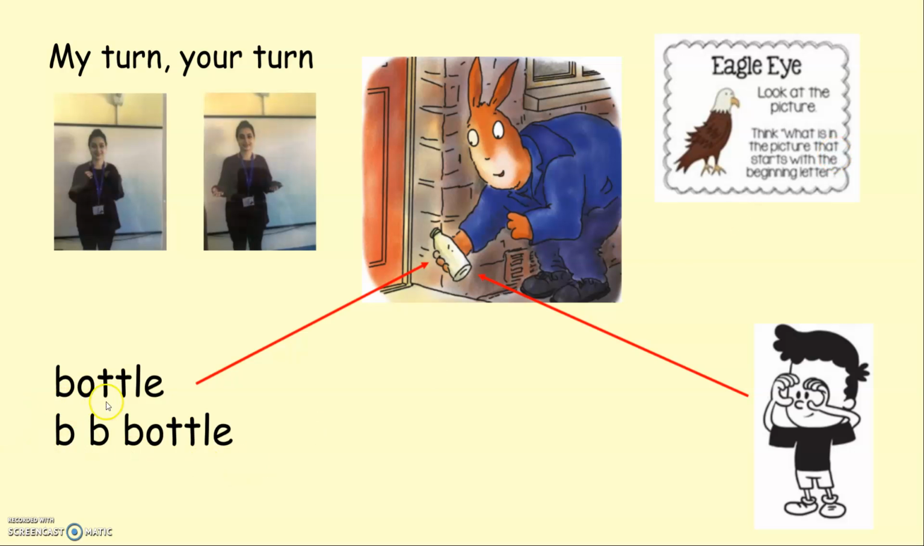So this is the word. Let's have a look at the first sound. Can you tell me what that sound is? B, B, B. So I'm going to use my eagle eyes. Look in the picture. What can I see in the picture that begins with B? Okay, there's the rabbit. Rabbit doesn't begin with B. There's the door. No, that doesn't begin with B. What about this? This is a bottle.